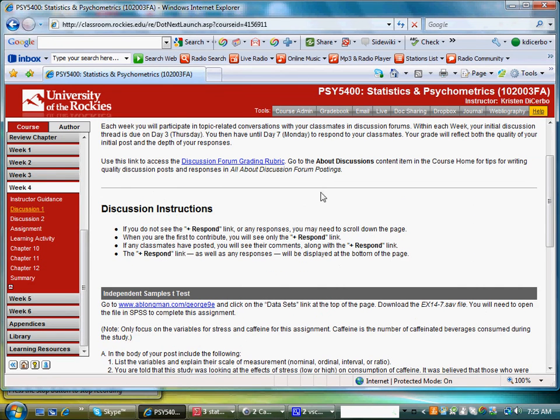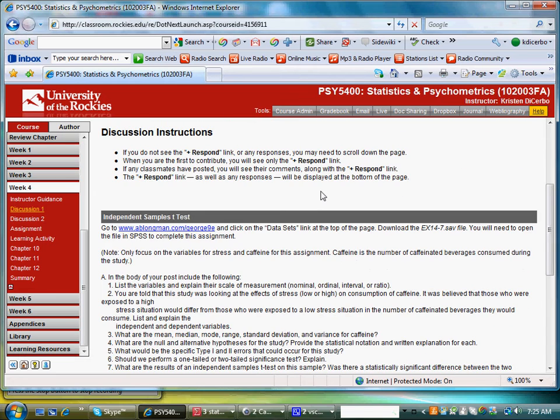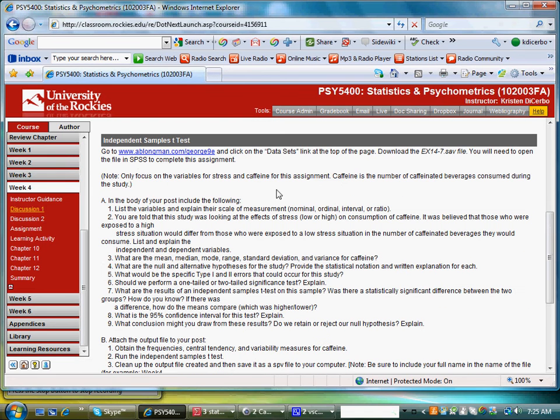So our first discussion involves an independent samples t-test. And we're using the EX14-7 file. And basically, again, you can run frequencies and all the things you've done before. And then we're going to do an independent samples t-test that looks at the effects of stress, low or high, on the consumption of caffeine.